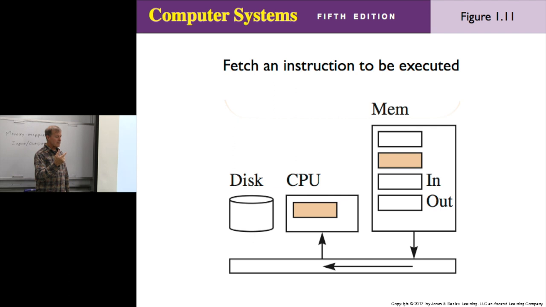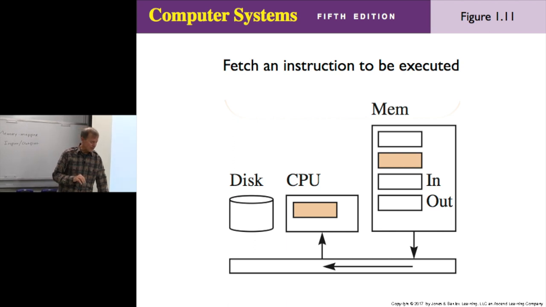So in figure 1.11, we see that to execute an instruction, that instruction has to be fetched from main memory into the CPU, and then it has to be executed. But when it executes, the data is also in memory. You see how they're mixed in there? Are you with me on this? This is a super critical model of how a computer system works.